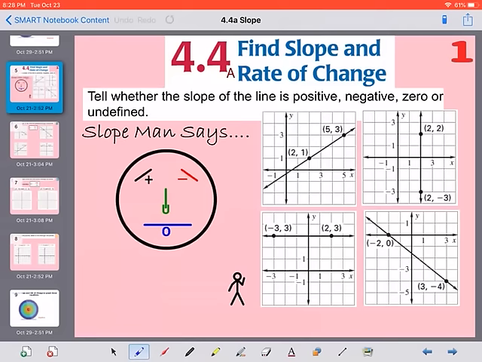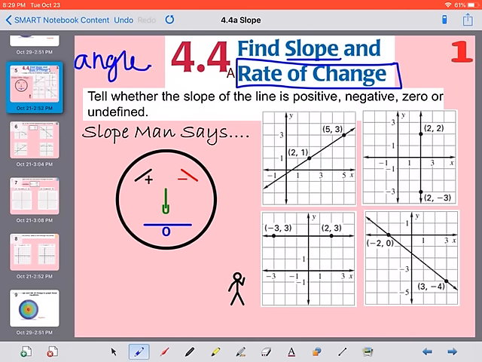Today we are doing lesson 4.4a, which is finding slope. Another word for slope is this phrase right here, which says rate of change. Slope is really the angle of the line, how steep our hill is.